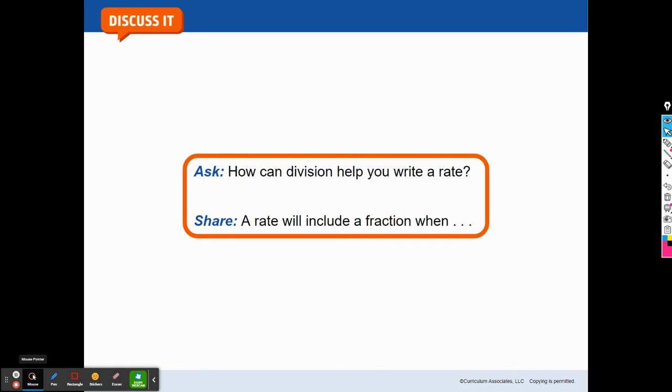All right. How can division help you write a rate? So think about this. A rate will include a fraction when, what's that problem we just did? Why did we use a fraction instead of actually dividing that out? We said it was going to be a decimal number. So we could take 4 divided by 12 and we could write it as 4/12 and then simplify, right? You can do that anytime you have division like this.